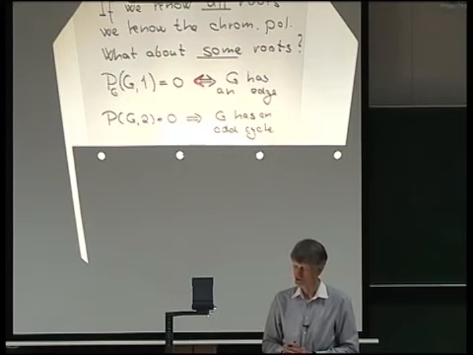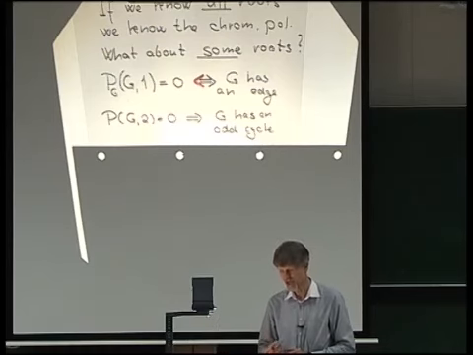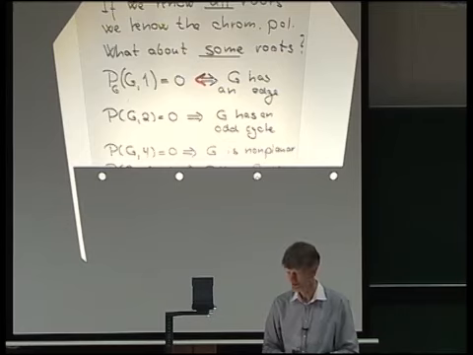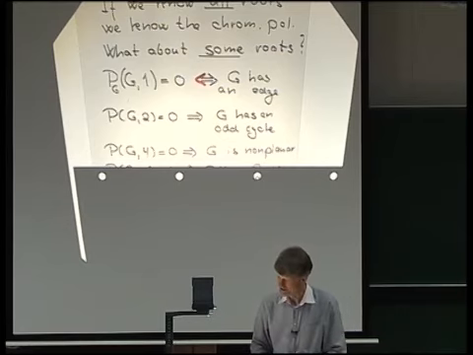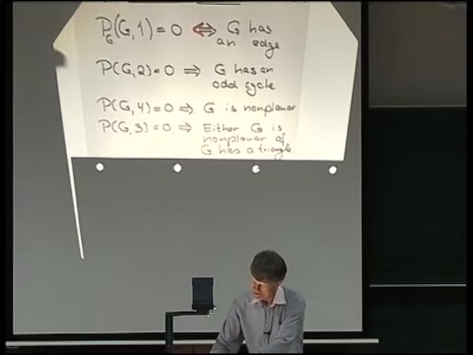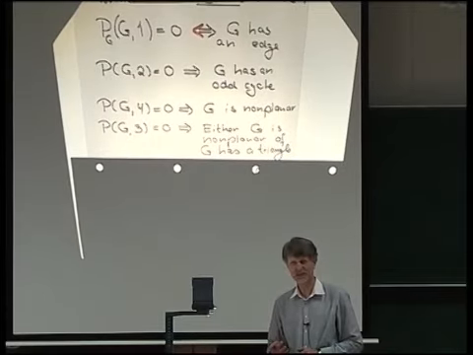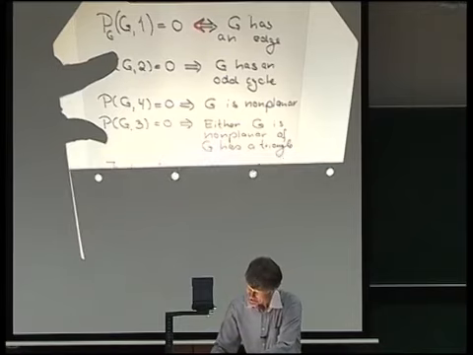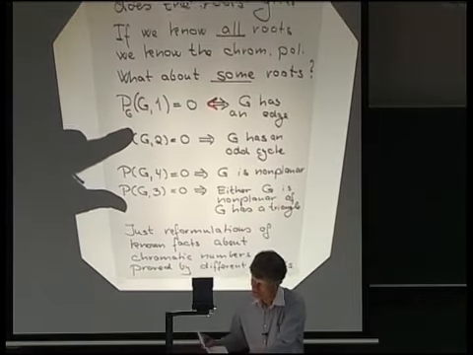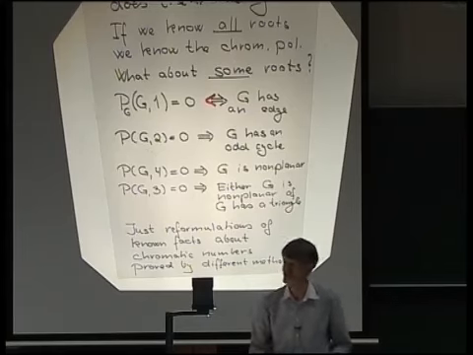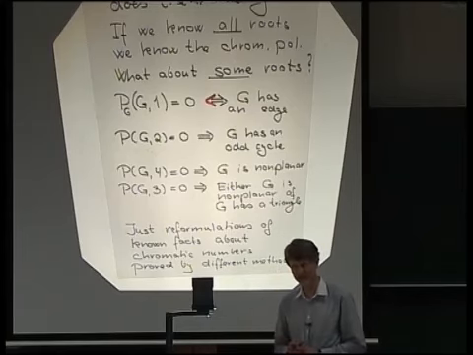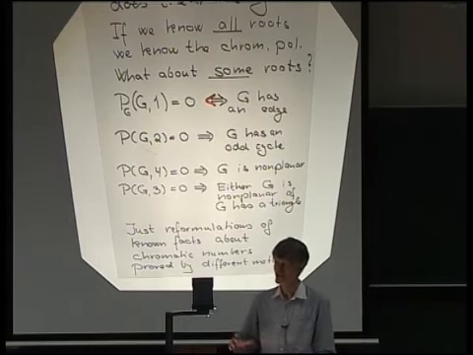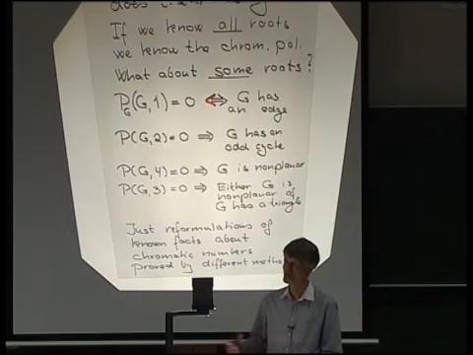And the same with 2. If 2 is a root, the graph must have an odd cycle. If 4 is a root, it must be non-planar. So this is a hard theorem, and the two other things are trivial. And if 3 is a root, then either the graph is non-planar or it has a triangle, by Grötzsch's theorem. But these results are not really about the chromatic polynomial. These are combinatorial results which have been translated to the chromatic polynomial. It would be nice to go the other way around: use the chromatic polynomial to say something about graphs.